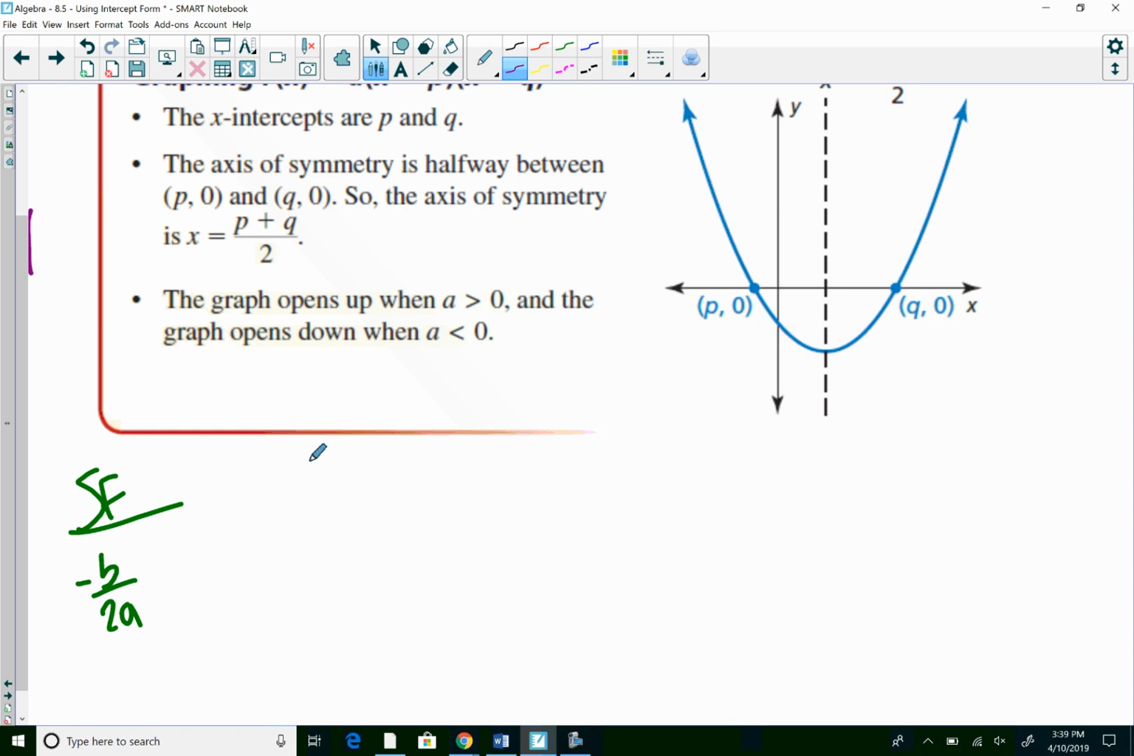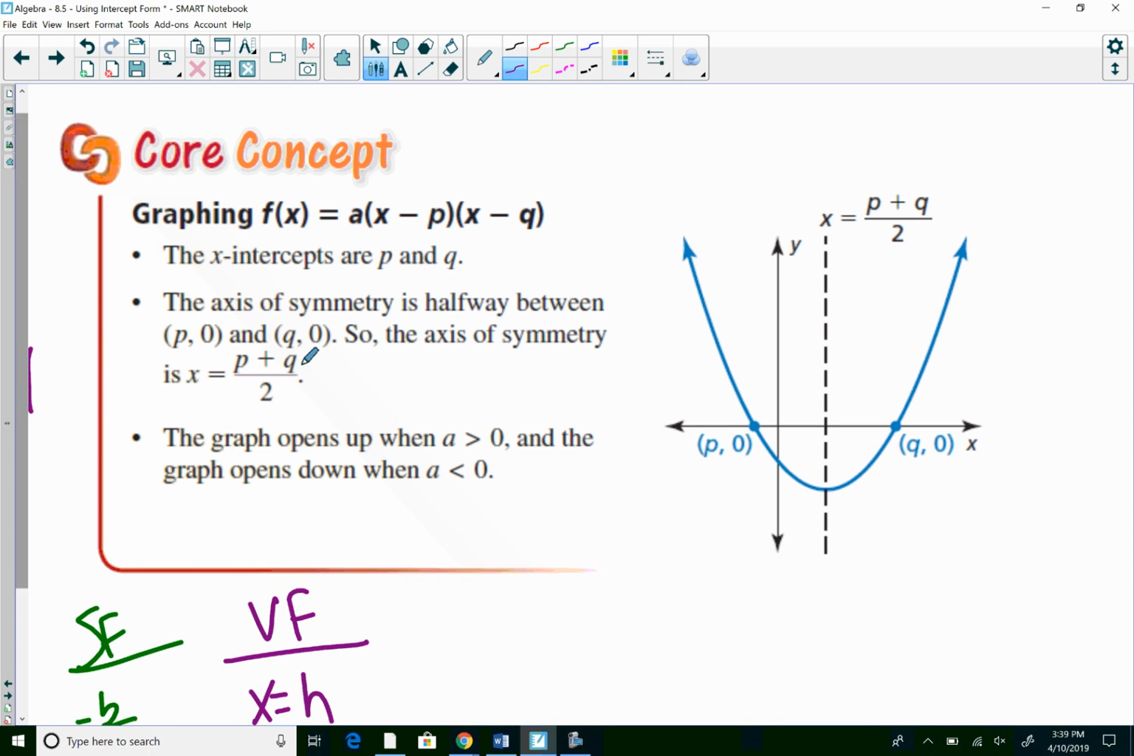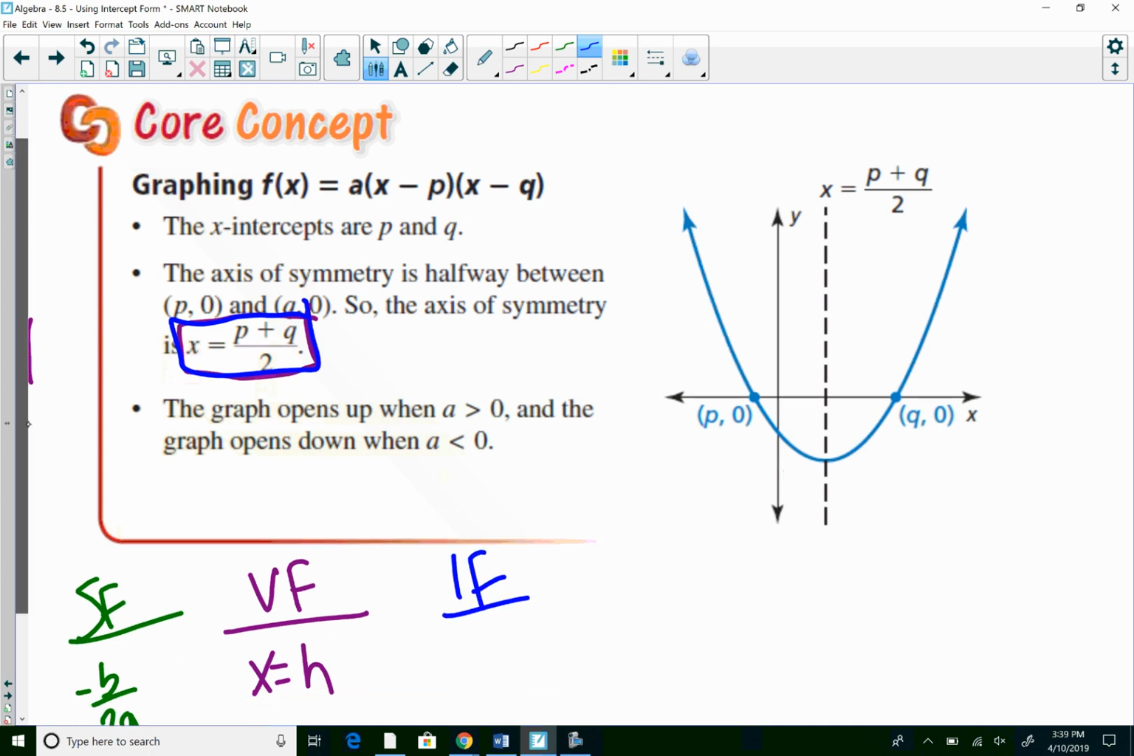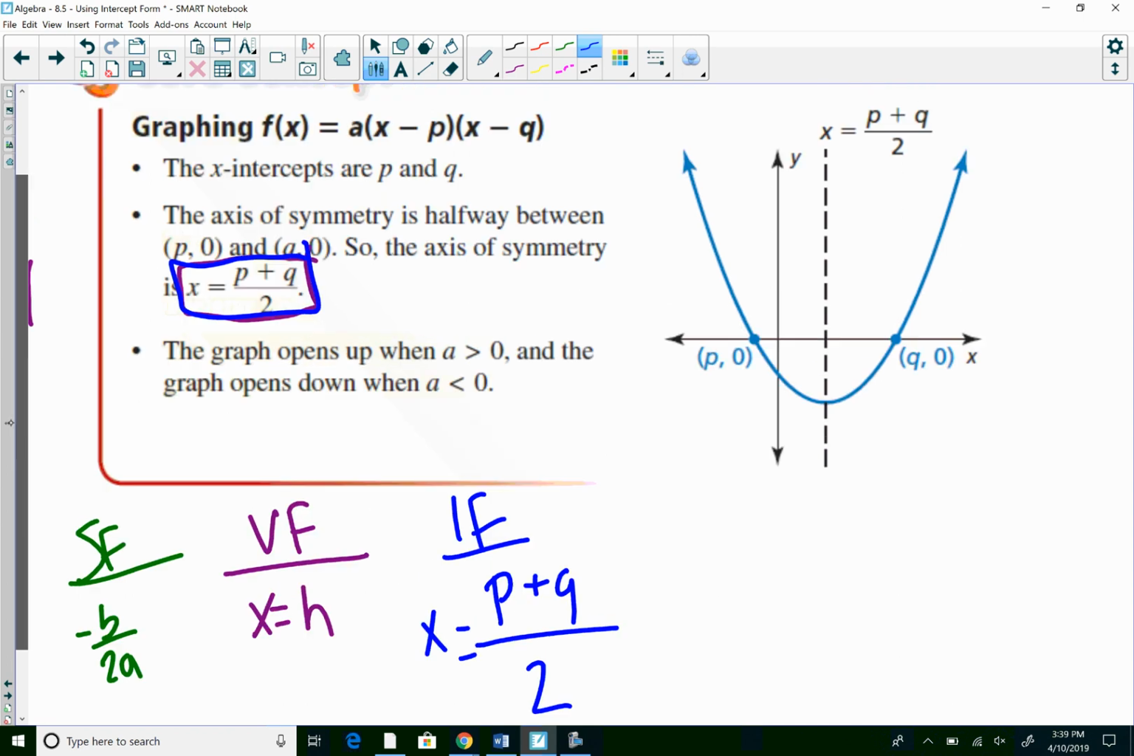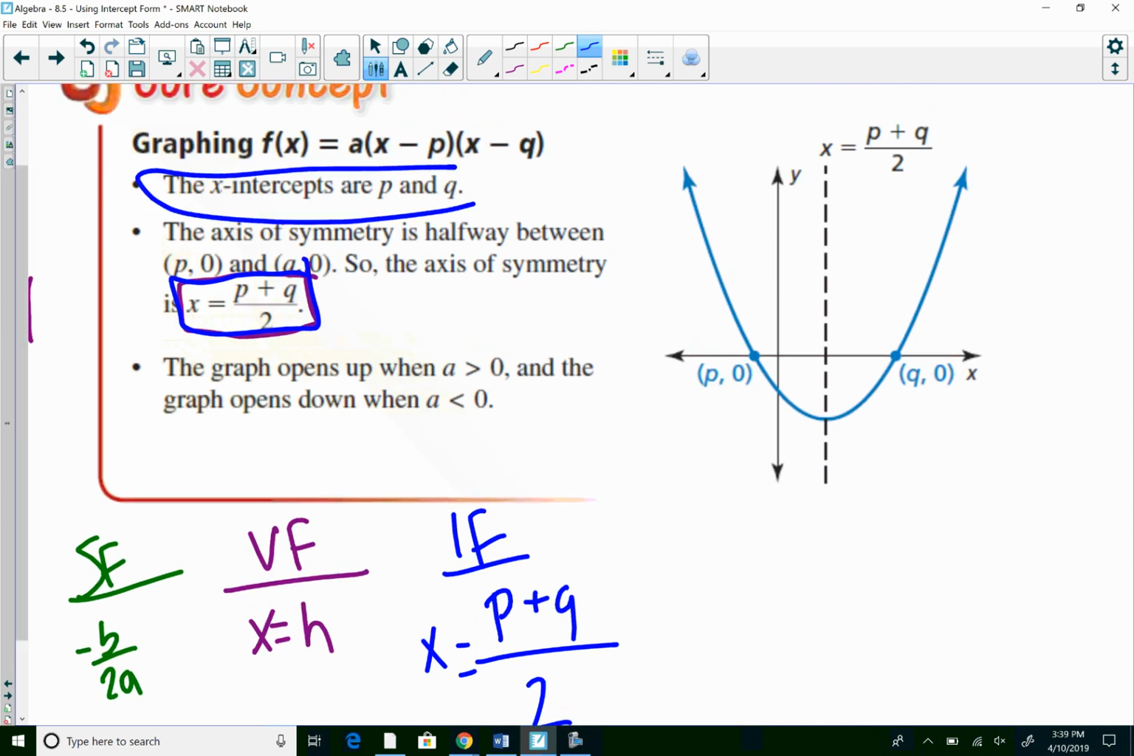With vertex form, you were just using your H coordinate. But now with intercept form, we've got a new little formula that we're going to be using. For intercept form, you're going to take your P value and your Q value, add them together, and cut it in half. So that's your new axis of symmetry. That's how you figure it out. See right here, that tells you the x-intercepts are P and Q.